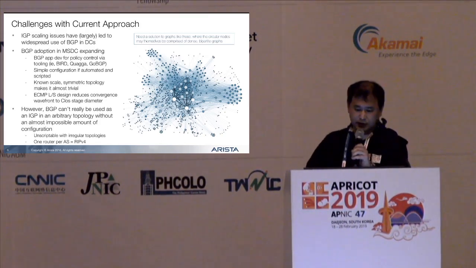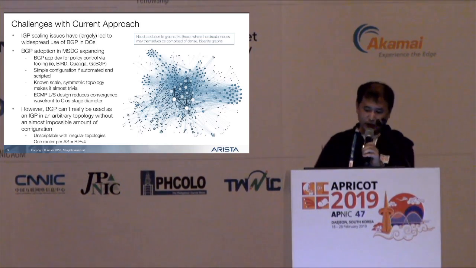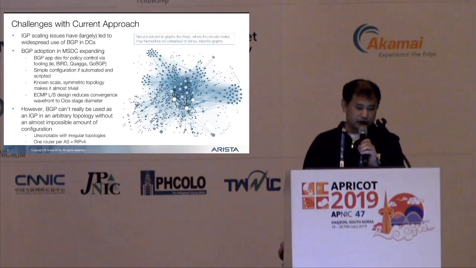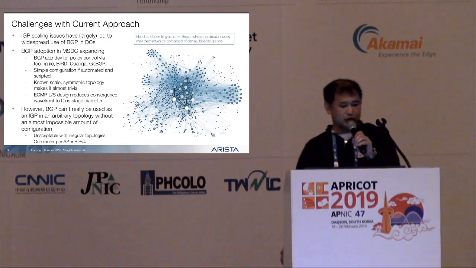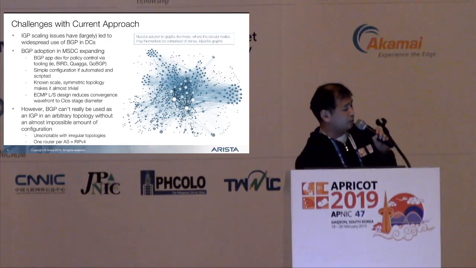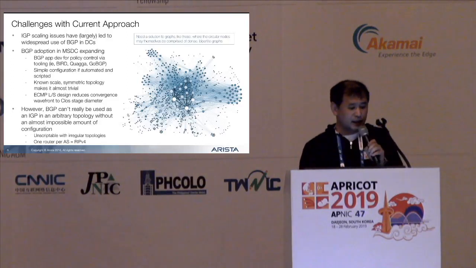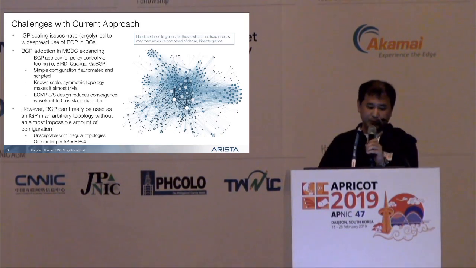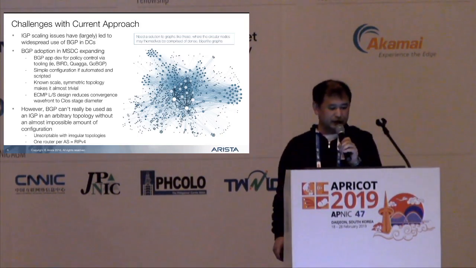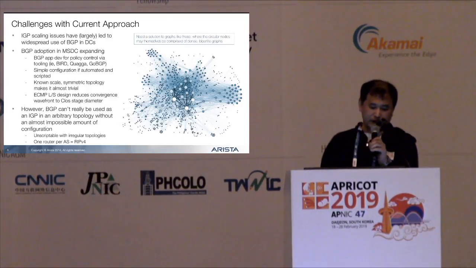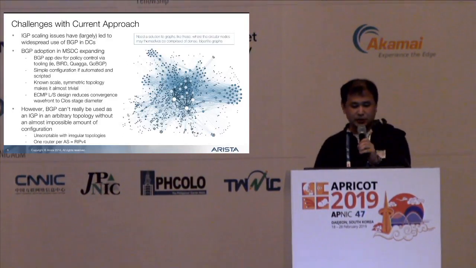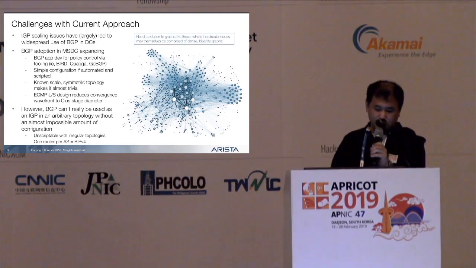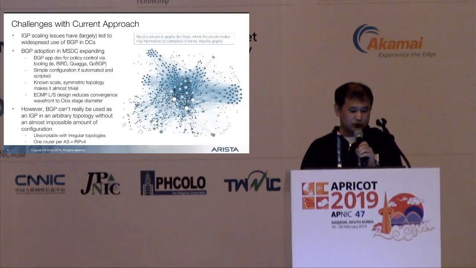The right figure actually shows a social network, but current data center and internet design is very similar to this graphic. ISP scale issues have led to the widespread use of BGP in data centers. BGP adoption in massive-scale data centers is expanding. BGP is applied for policy control via tooling. Simple configuration, if automated and scripted, as Nakashima-san said. Non-scale symmetric topology makes it also trivial.